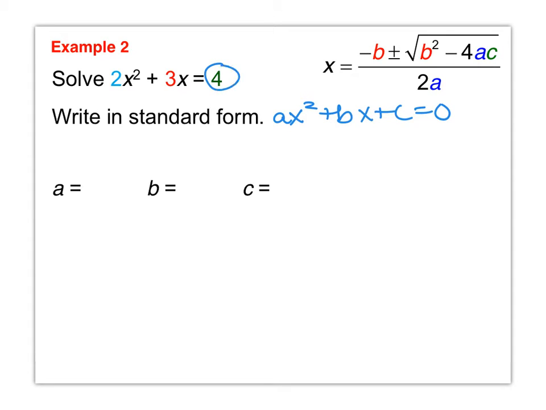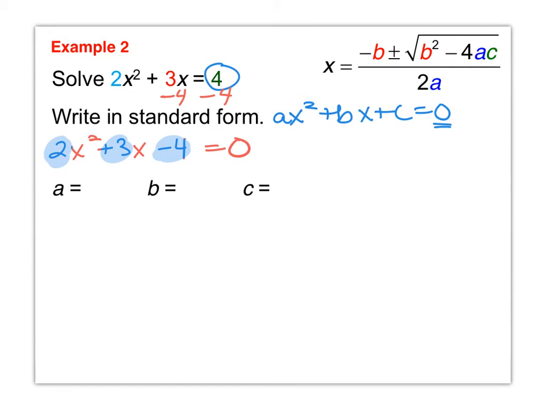Notice that we have a 4 on the right side, but we want standard form to have a 0 on the right side. So we must first subtract 4 from both sides of this equation. Then our equation becomes 2x squared plus 3x minus 4 equals 0. Now that it's in standard form, you can check to find the a, the b, and the c.